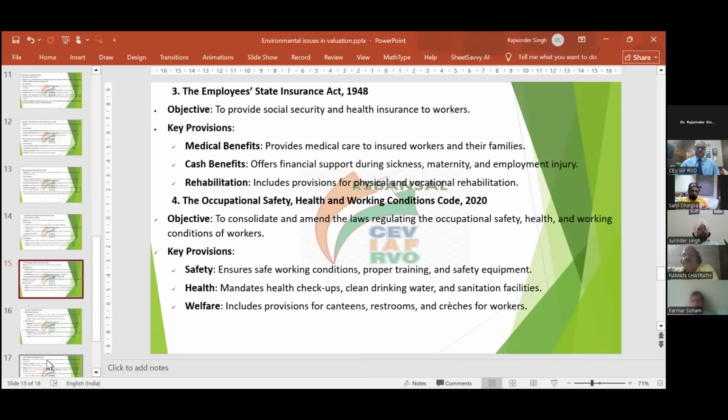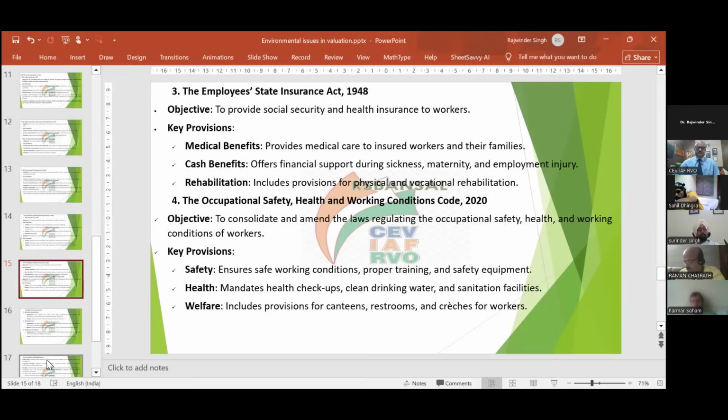The next act is the Employees State Insurance Act 1948, meaning ESI. All of you know this. Its objective is to provide social security and health insurance to the workers. Its key provisions are medical benefits. It provides medical care to the insured workers and their families. It offers financial support during sickness, maternity, and employment injury to the workers and their families. And it includes provisions for physical and vocational rehabilitation of the workers in case of any accident or sickness.